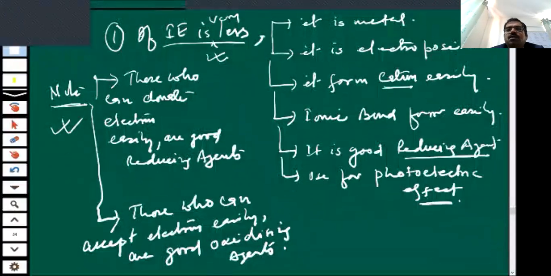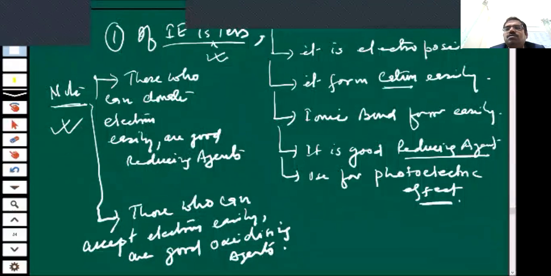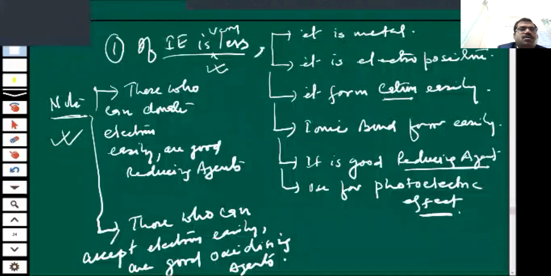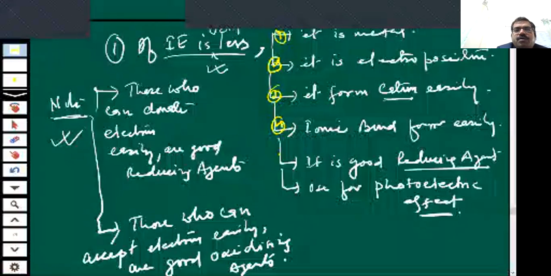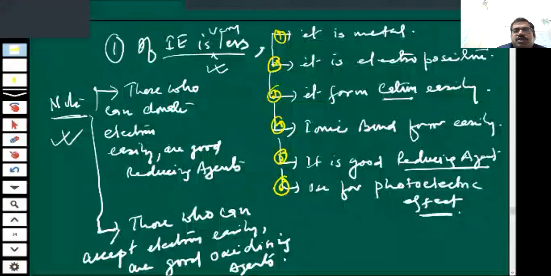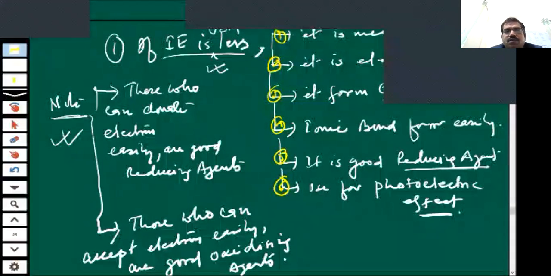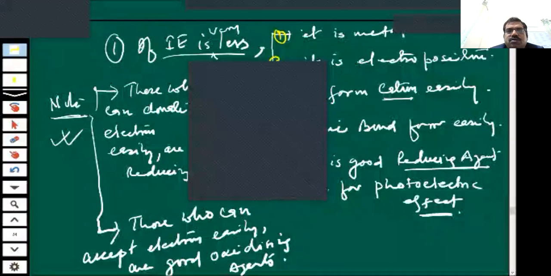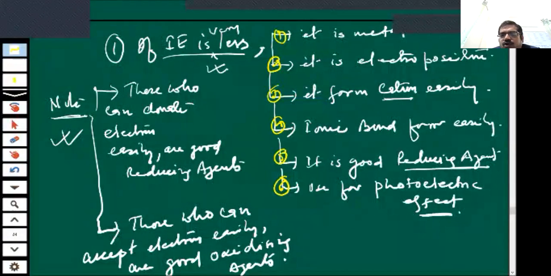Note it down. Is there any problem, please? Did you understand all the points, children? Just see how many points there are. Point number 1, point number 2, point number 3, point number 4, point number 5, and point number 6. Sixth point means photoelectric effect.